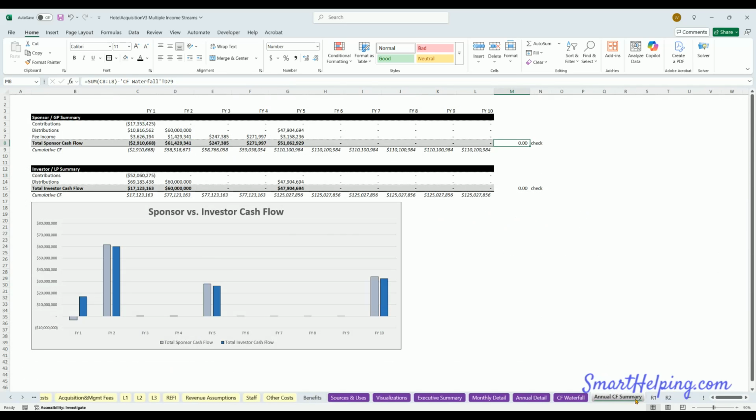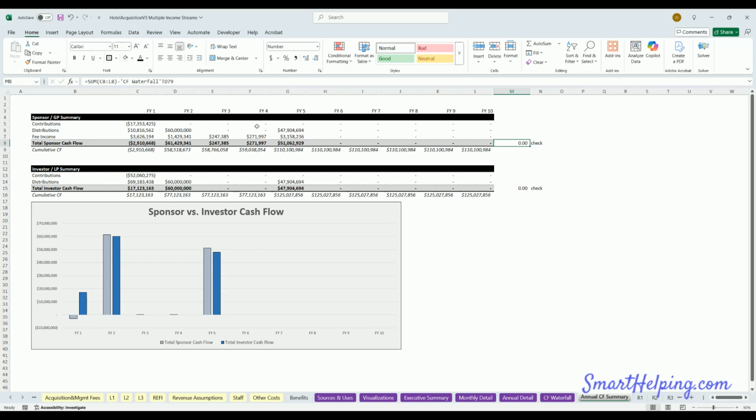In the annual cash flow summary, you can see a little bit more detail. It's less detailed, but you can see everything all at once happening for the LP and GP.